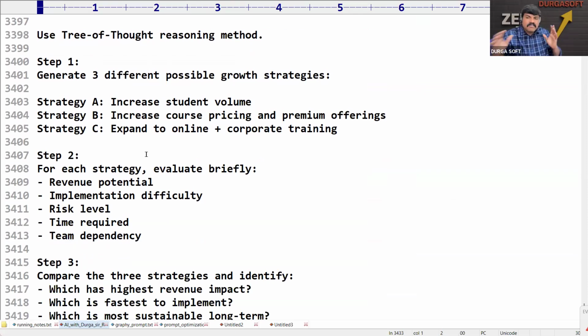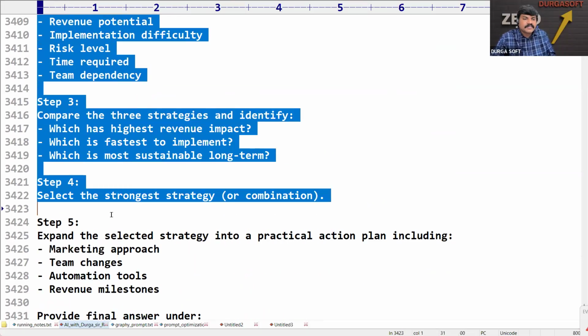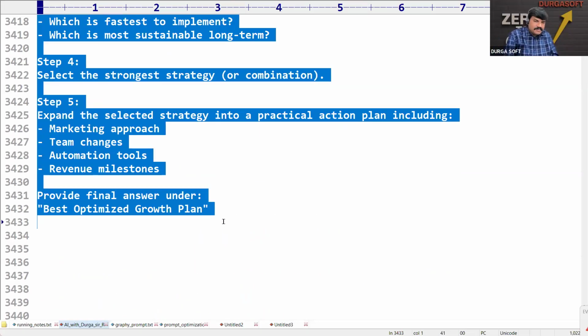So to make it better, we provide complete information. Instead of the AI taking a chance to guess, I'm providing complete information. If you don't provide it, no problem at all, it will still do. But in that case, a generalized answer may come, not a specific answer. Okay, let me run this one.